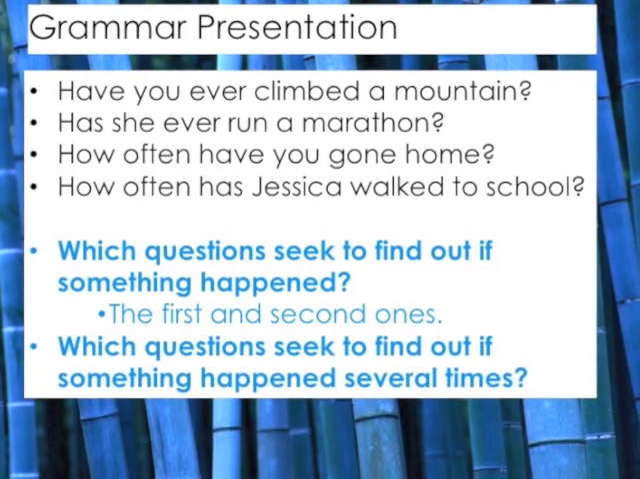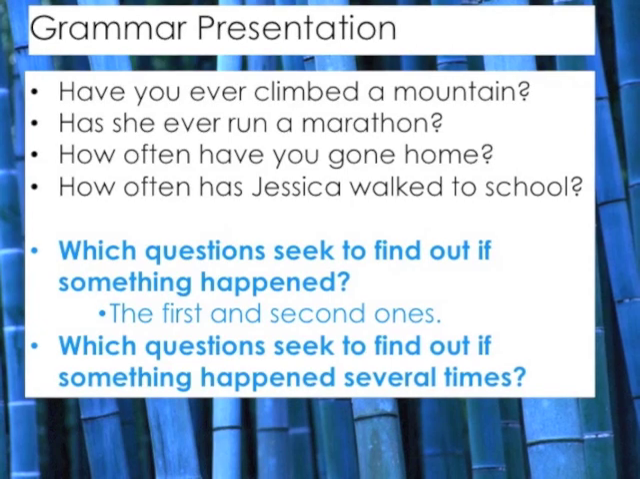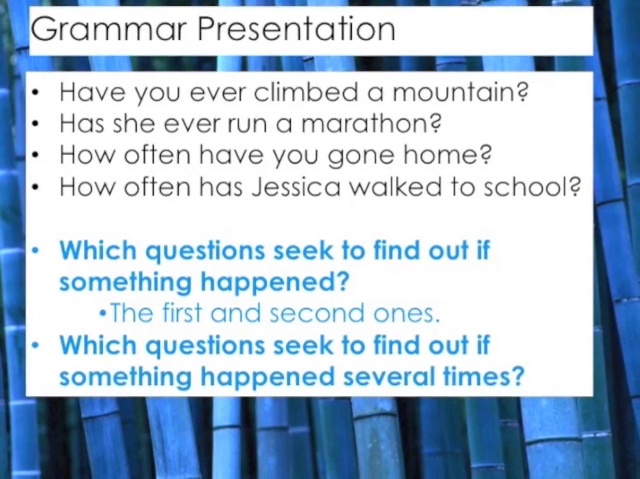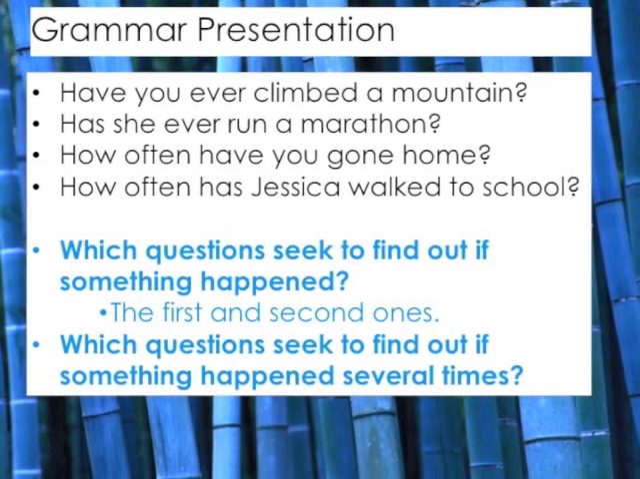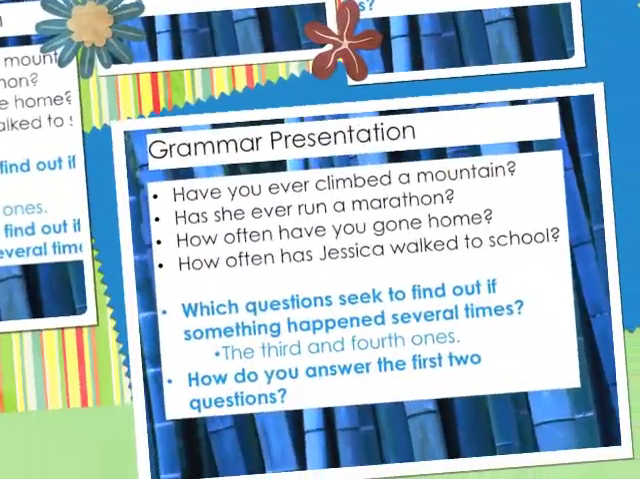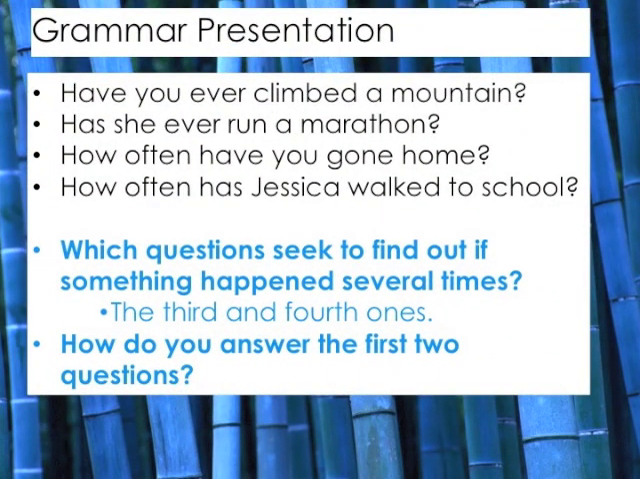Which questions seek to find out if something happened several times? Go ahead and look and try to figure it out. If you said that the third and fourth ones are trying to figure out if something happened several times, great job, those are the correct ones. Let's look at the first 2 sentences again. How would you answer them? What types of answers could you give to those questions?